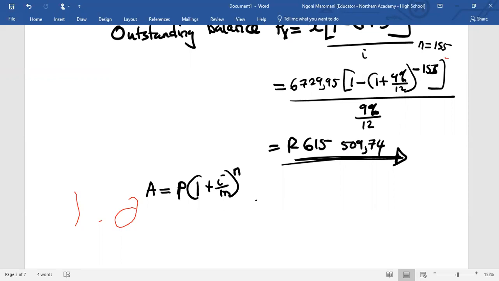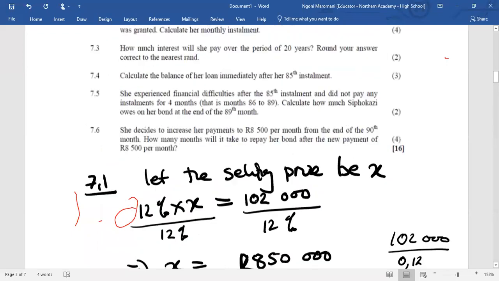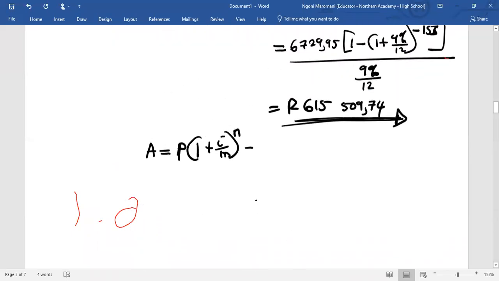Good. So how much is our P now? What's our P? 615,509.74 multiplied by what? 1 plus, what's our interest rate, I? 9% over 12. 9% over 12 for over how many months? 4. Which means it's how much now?